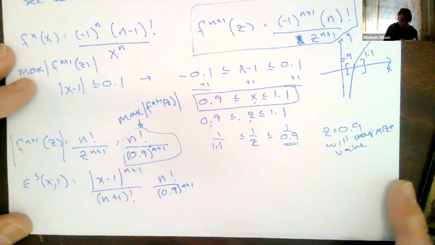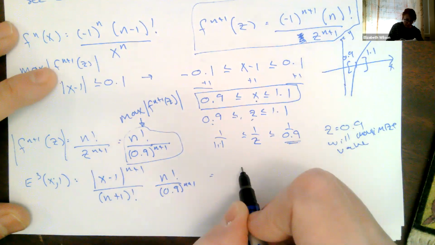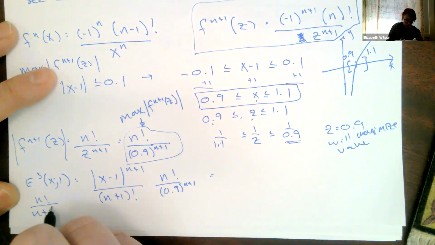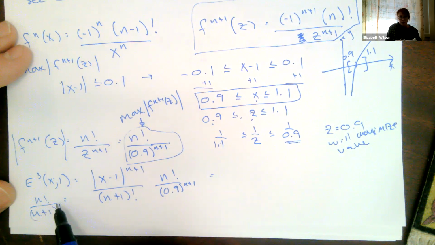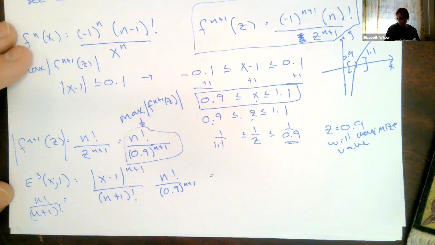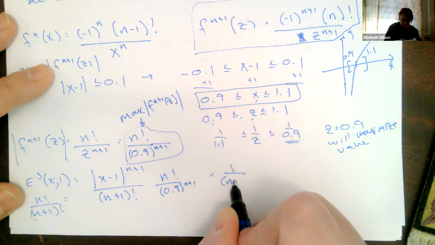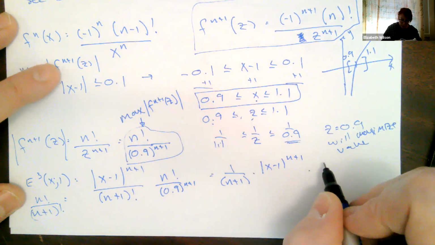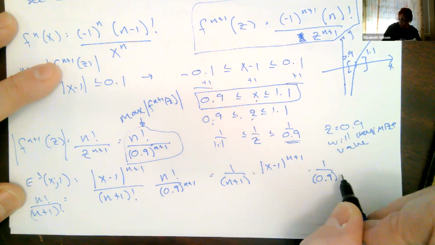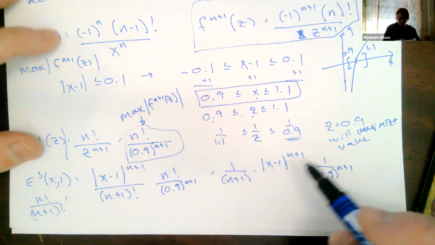Okay, so now let's put things together. So I've got the factorials: n factorial all over n plus 1 factorial. I want you guys to do this out and convince yourself. N factorial is n times n minus 1 times n minus 2. N plus 1 factorial is n plus 1 times n times n minus 1, and so on and so forth. So this just becomes 1 over n plus 1 times x minus 1 to the n plus 1 times 1 over 0.9 to the n plus 1. This bit here they gave me at the beginning. They told me this was equal to 0.1. So I'm going to plug that in.